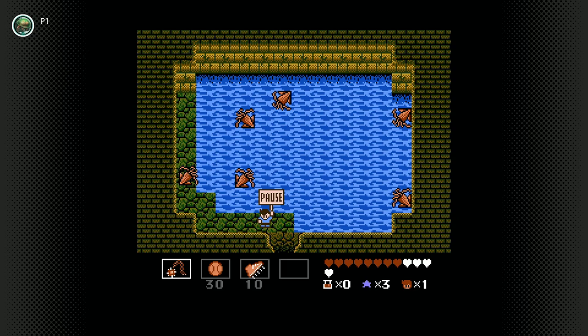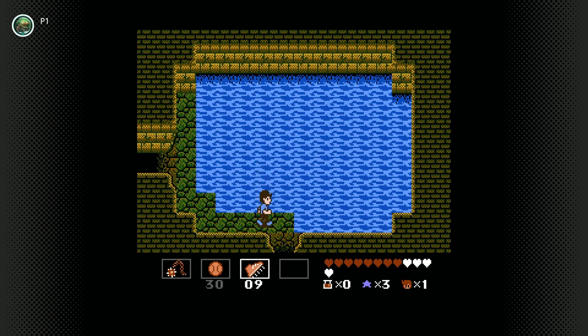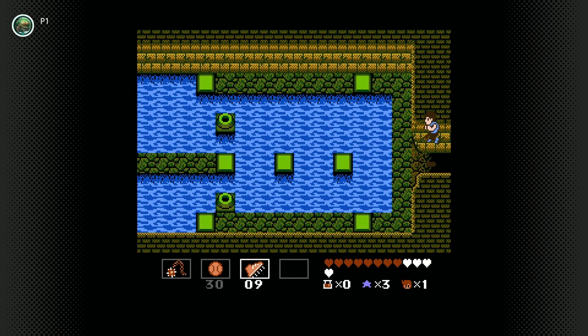There are also some special items called magic items that have special uses, such as revealing ghosts, freezing the water, or restoring health. These can only be used by pausing the game.